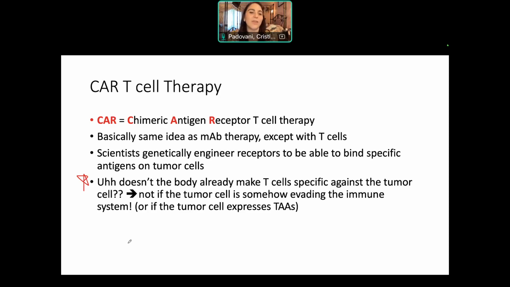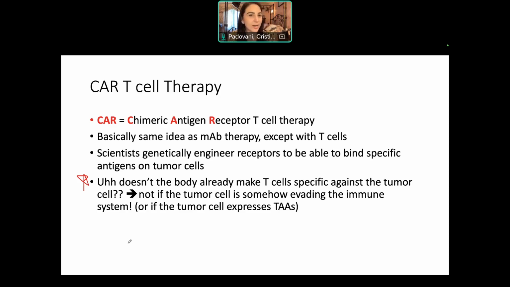But what if the tumor cell is evading the immune system? Or what if the tumor cell is expressing tumor-associated antigens? Let's say you have a B cell tumor and it puts tons of CD21 on its surface. Your T cells aren't going to recognize CD21 because they're like, this isn't foreign. All of our B cells have CD21 on the surface. So the T cell is going to be like, I'm not going to go attack my own B cell. So that's what CAR T cell therapy is really good for.